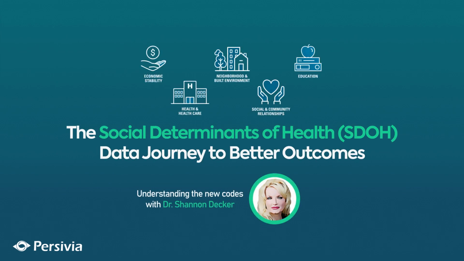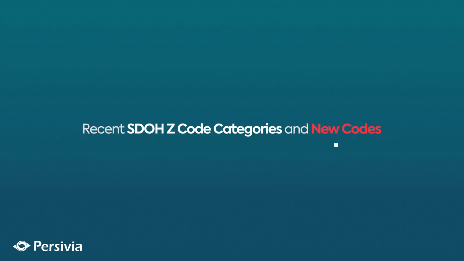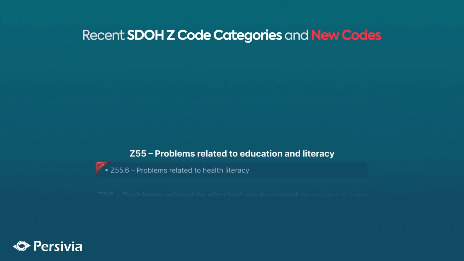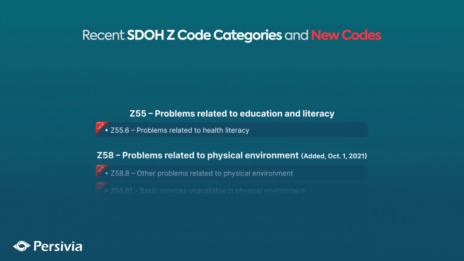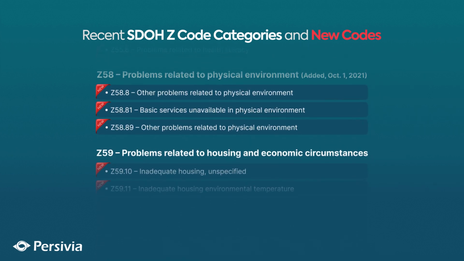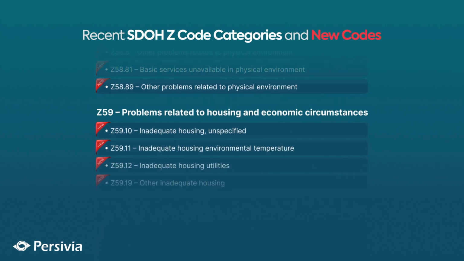CMS has now released these new SDOH codes, and looking at them, I don't know how many folks had a chance to really look and see what codes were added. I think some of the things that were important to talk about are the new ones. If you've had an opportunity to look at the infographic, you can see they've added some around problems related to education and literacy. They've added some related to housing and economic circumstance.